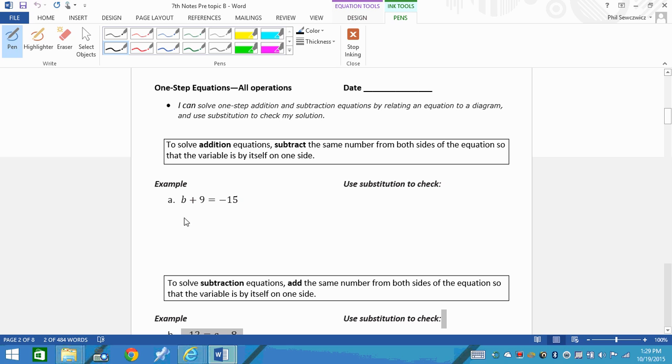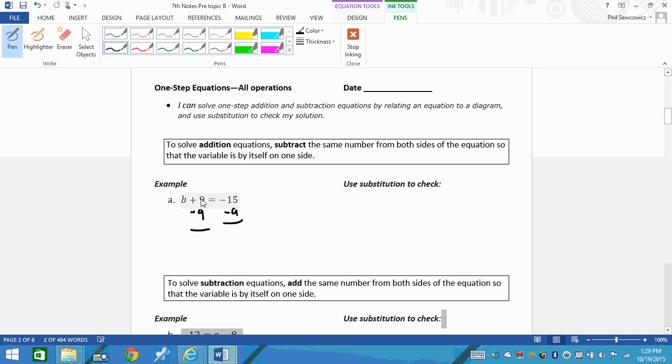So part of it is we could do mental math. We absolutely could try to figure out what number, when we add 9, equals a negative 15. The issue though is as the numbers become larger, as more negatives appear, decimals, fractions, we need a technique. So it's all about your inverse operation, doing the opposite. To solve an addition equation, we are going to subtract. The opposite of adding a 9 is to subtract a 9.